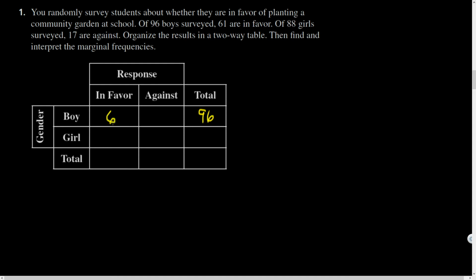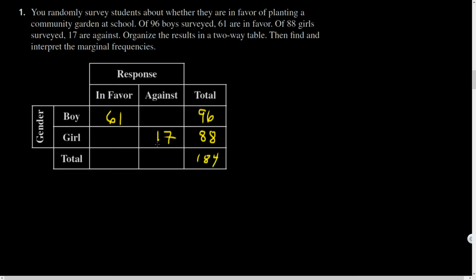61 are in favor. Okay, very good. Then of 88 girls surveyed, nope, Mr. Waddy. The total number of girls was 88. And 17 are against, so 17 girls against. Boom. Now, I could figure out the total number of students. Did they tell us that? No. But if I add those together, we'd have 184.